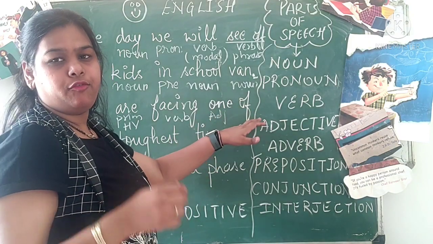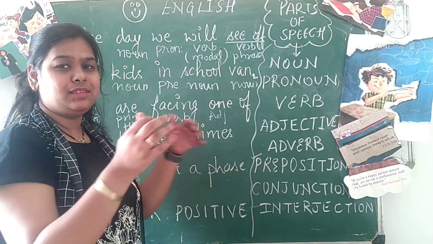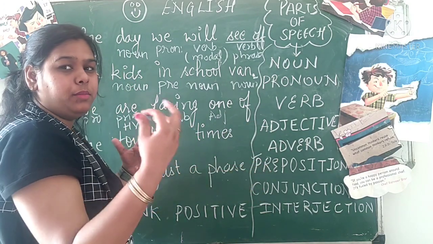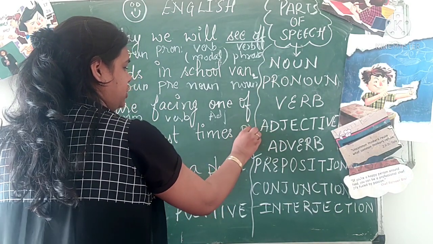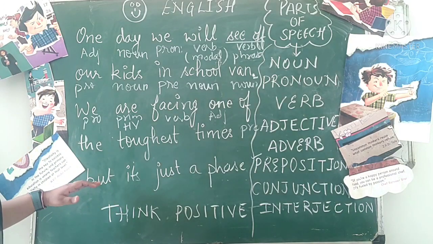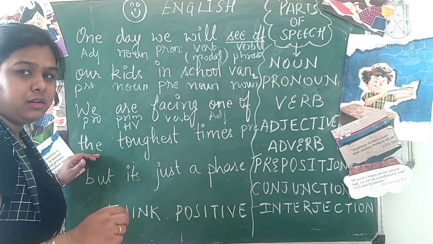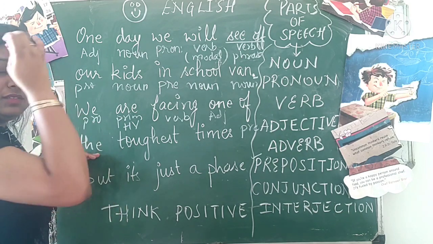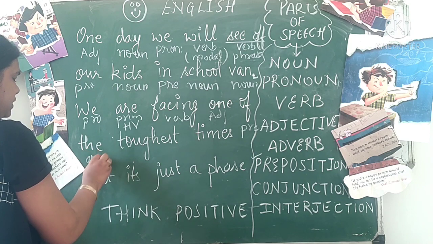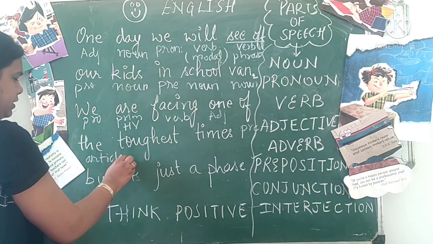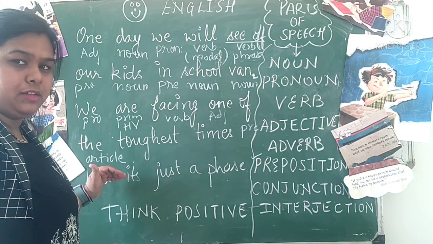Now of. What is of? Of is again a preposition. It is establishing a relationship between two parts in a sentence. So of is a preposition. The. What is the? The is a definite article. It's an article, a definite article. Now we are going to discuss these in detail also.